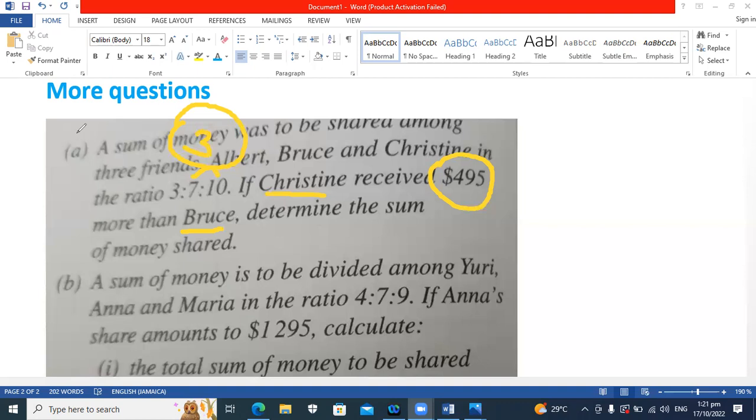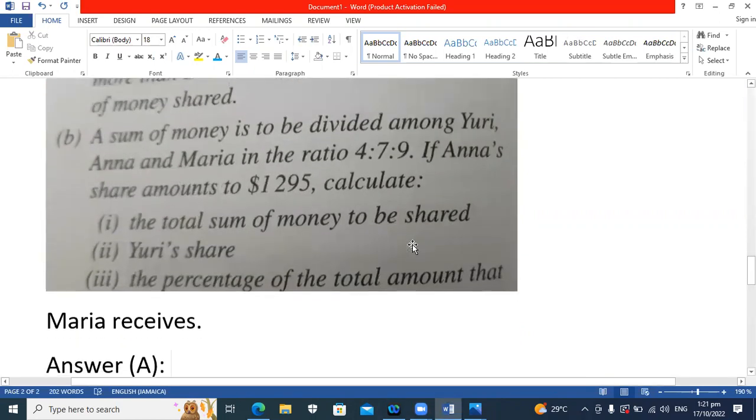However, this question is talking about a sum of money, where Christine gets more than Bruce. So the point I'm trying to make is that the 495 would be between the 7 and the 10, which would be what? 3. And we need that information to get the value of what? 1 share. We follow? Yes. All right.